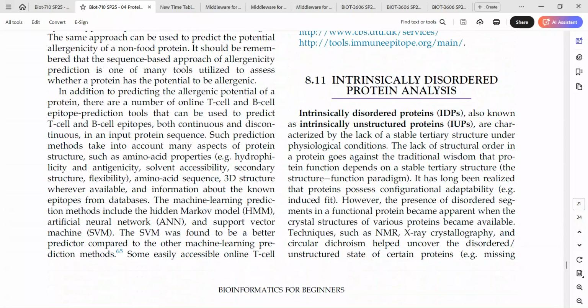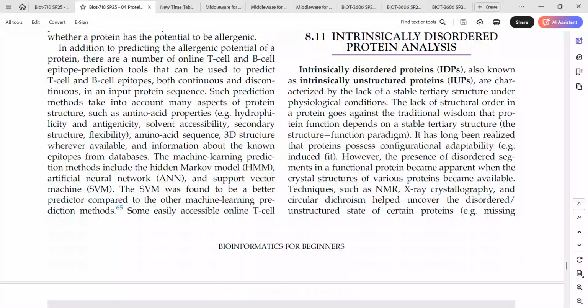stable tertiary structure. ठीक है, which is a structure function paradigm कि प्रोटीन का स्ट्रक्चर स्टेबल होगा तो ही वो काम करेगा, अदरवाइज नहीं. बट देर आर सम प्रोटीन्स जिनमें ऐसा हमें नहीं देखने को मिल रहा. It has long been realized that proteins possess configurational adaptability, that is the induced fit model. Proteins इस तरीके से भी functional role play करती है अपने conformation को change करके.